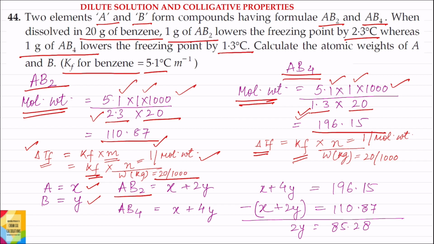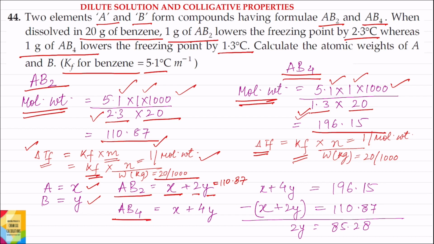Therefore its molecular weight will be atomic weight of A, that is X, plus number of atoms of B into atomic weight of B, that is 2 into Y, which is equal to 2Y. So molecular weight of AB2 हो गया X plus 2Y, and from calculations we know that molecular weight of AB2 is 110.87. Therefore X plus 2Y is equal to 110.87.